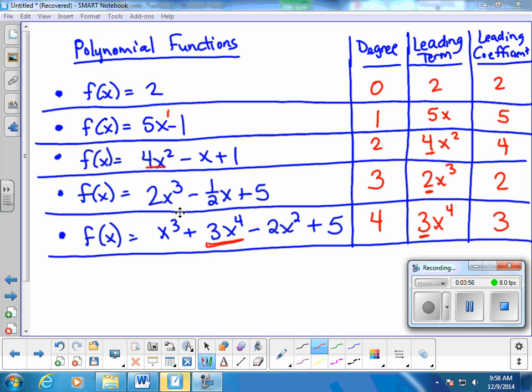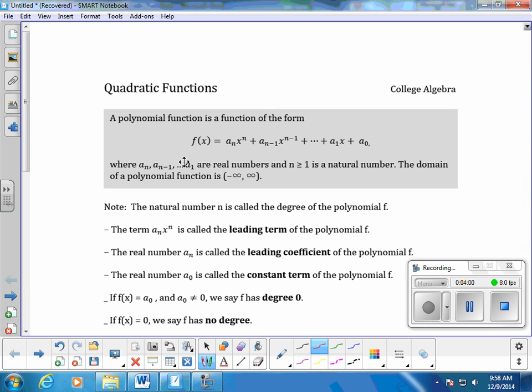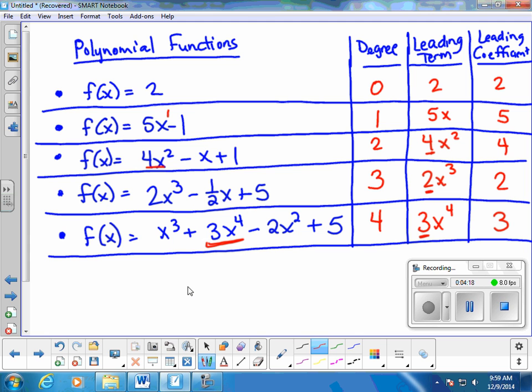Okay, so that's a little bit better description of what we talked about over here. This is just including all numbers and variables, and it's a little bit easier to determine leading term, leading coefficient, our constant term, and our degree when we look at some concrete examples. Now, we did not name the constant terms in this chart, so let's go back and do that.